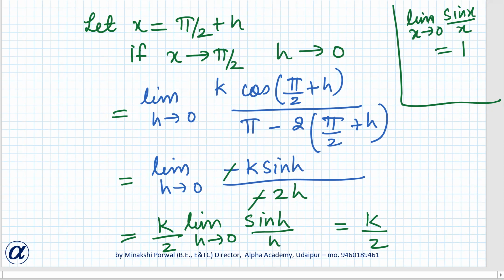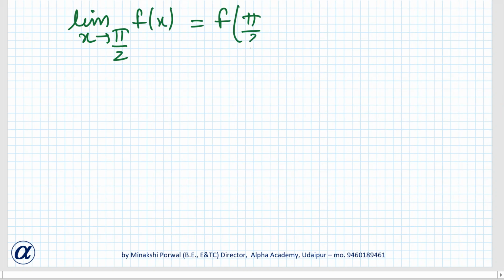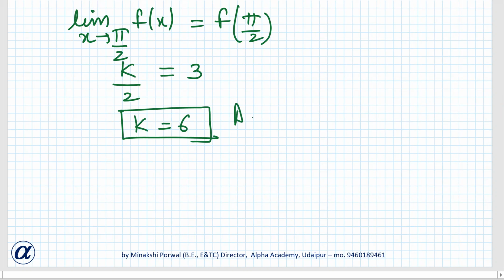Now it is said that it is continuous at pi by 2, which means limit x tends to pi by 2 f(x) equals f of pi by 2. This we have just found to be k by 2, and f of pi by 2 is 3. So this way we get the value of k, that is equal to 6. This is the answer.